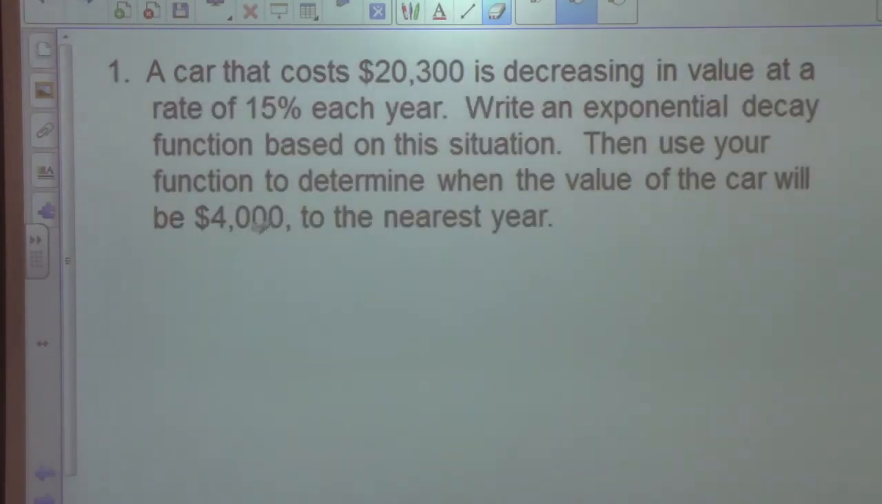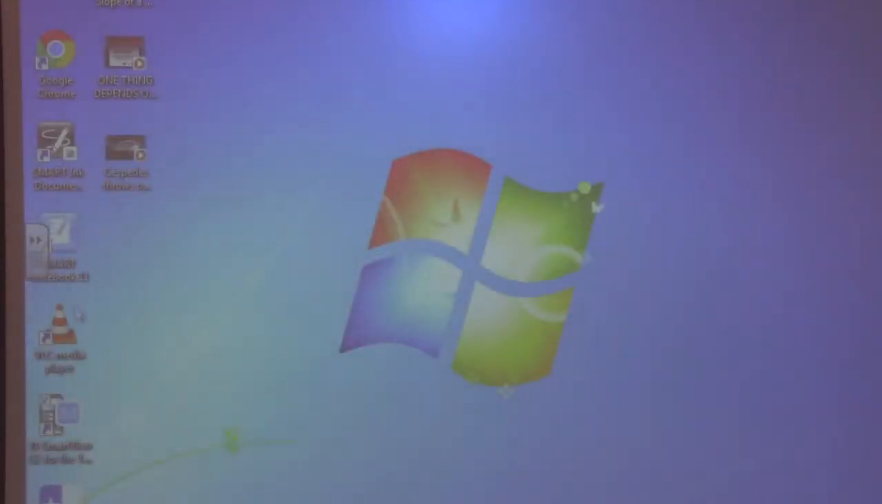So we go to problem 1. You have a car decreasing in value at a rate of 15% each year. Write an exponential decay function based on the situation. Then use your function to determine when the value of the car will be $4,000 to the nearest year.